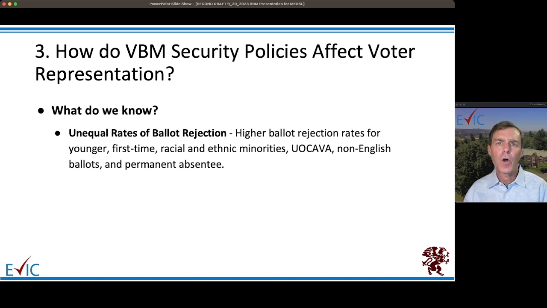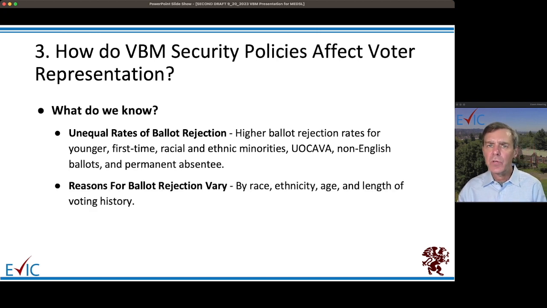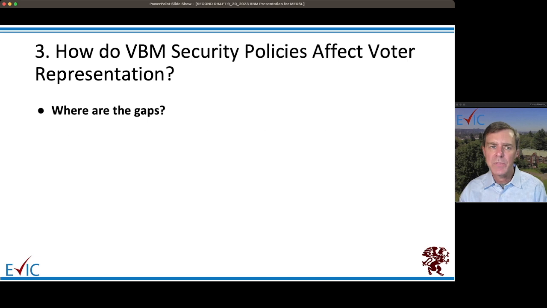We know that there are unequal rates of ballot rejection, that these ballot rejection rates are higher for key subgroups in the population. We also know the reported reasons for those ballot rejections. What you see on the administrative records also varies by race, by ethnicity, age, and length of voter history. What are the gaps in this area?